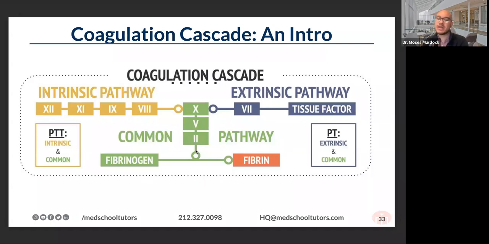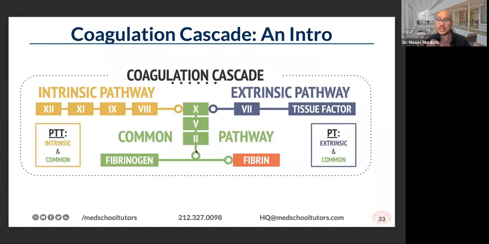The key thing to remember is that the final common pathway involves factor 10 and factor 2. Why am I highlighting those in particular? The reason is that many of the anticoagulants that we use target either factor 10 or factor 2, right? And the reason they're so effective is because they are the central pathway through which all of this works. So if you want to really anticoagulate effectively, you target that common pathway.